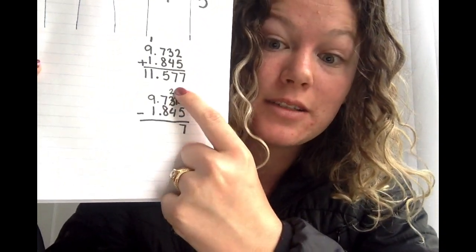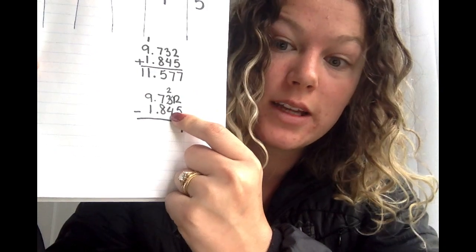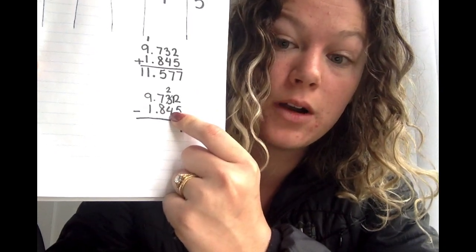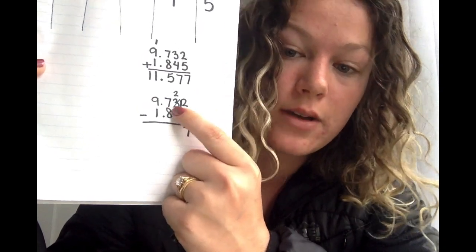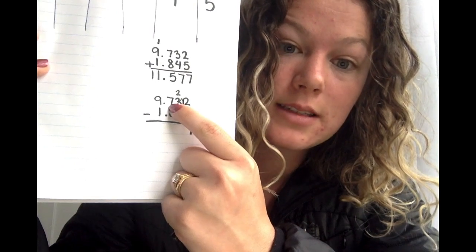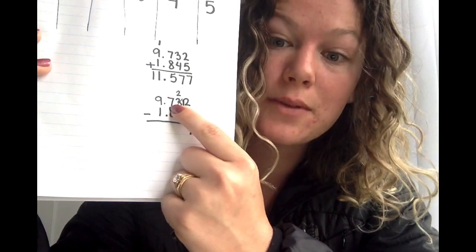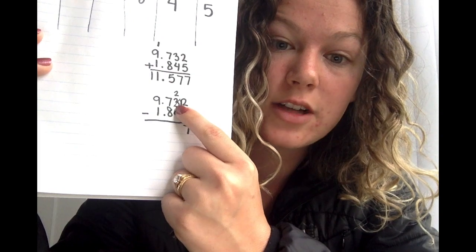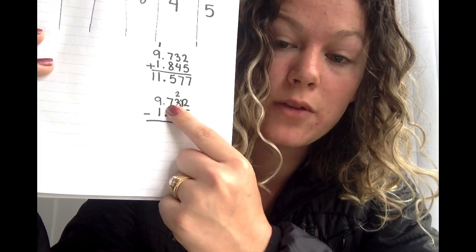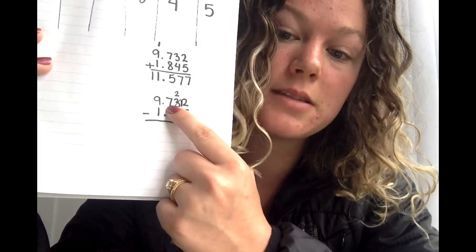Again, I'm going to say, can I do 2 minus 4? No, I cannot. So I'm going to have to borrow again. So I'm going to borrow from my tenths place. If I didn't say hundredths before, I was talking about hundredths. We're going to borrow from our tenths place. I'm going to take away 1 from the 7. That will become 6.